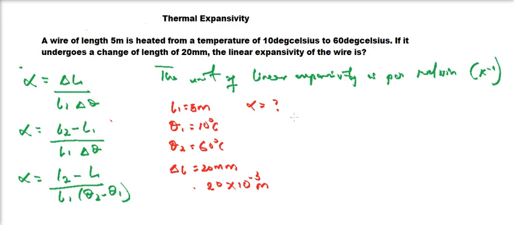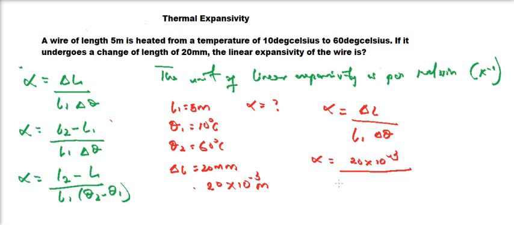Now from the formula, we say alpha is equal to the change in length over L1 times the change in theta. Now if we substitute our parameters, this will be equal to our change in length, which we are given in the question, 20 times 10 to the power minus 3, over our L1, which is 5 meters, times change in theta, which is theta 2 minus theta 1. So theta 2 is 60, theta 1 is 10, so change in theta is 50.